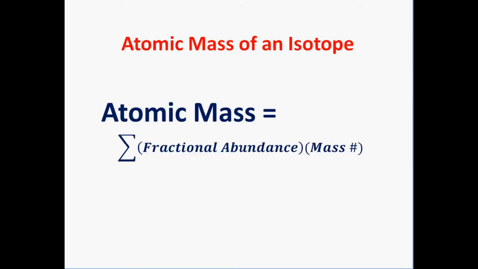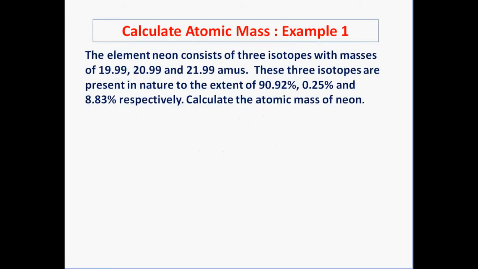Okay, so how do we find out the average mass of an isotope? Each isotope will have its own abundance, its own proportion. And to find the atomic mass, we simply multiply the fractional abundance with its mass number and we add all those products. And that way we can get the isotopic mass. Now let's really solve some problems to understand it better.